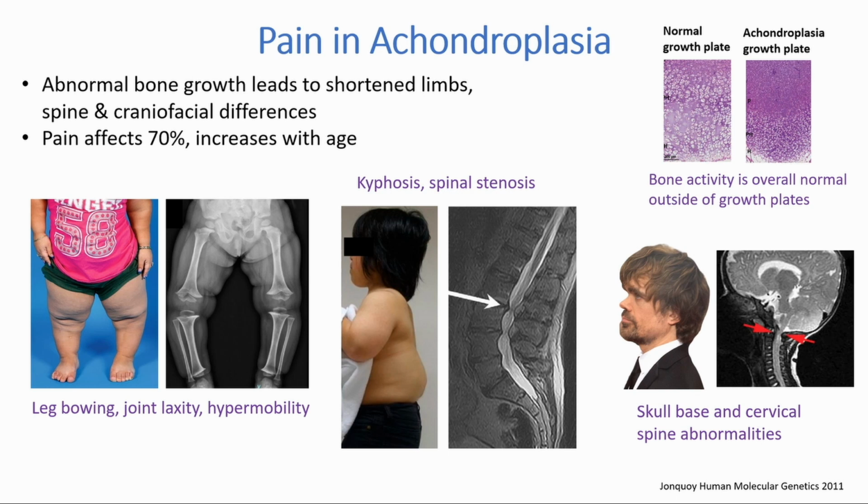Although we see there are a number of similarities here related to deformities and spine problems, one important difference in achondroplasia is that bone activity is overall normal. While the growth plates themselves form abnormally, leading to the shortened limbs and other skeletal differences, we don't see that high bone activity that we see in OI and fibrous dysplasia, and we don't see an increase in those osteoclasts. So we don't think we're seeing the same type of metabolic pain in achondroplasia.